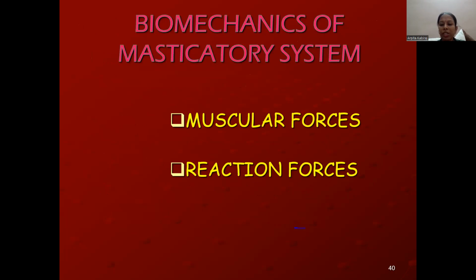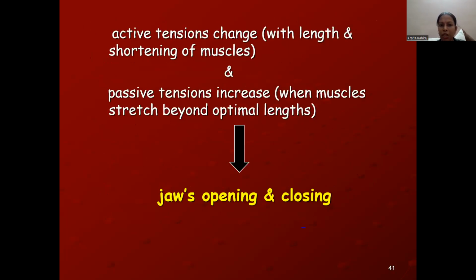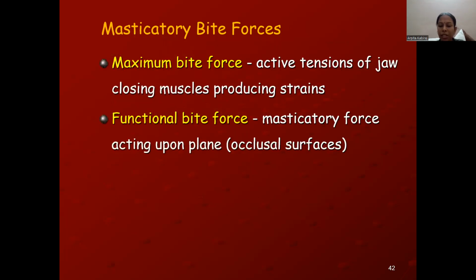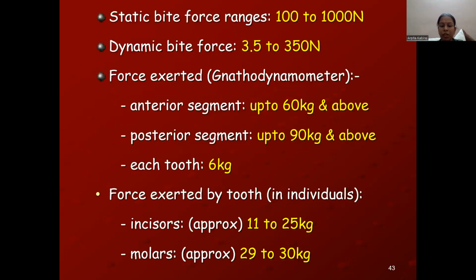Now, biomechanics of masticatory forces includes the muscular and the reaction forces. The active tension changes with length and shortening of the muscles, and passive tension increases when the muscles are stretched beyond the optimal length. That helps in jaw opening and jaw closing. The masticatory bite force: the active tensions of the jaw opening and closing muscles produce strains, and the functional bite forces, the masticatory force, act upon the plane called the occlusal surfaces.